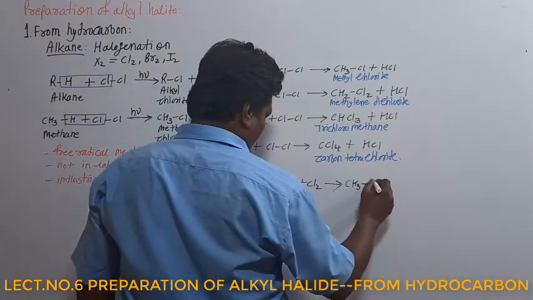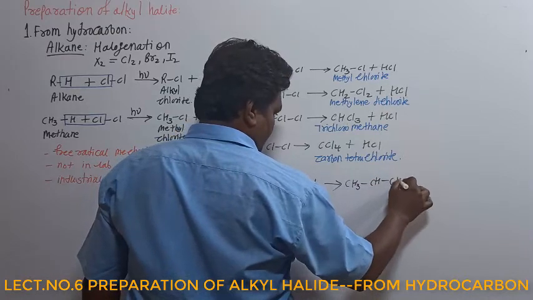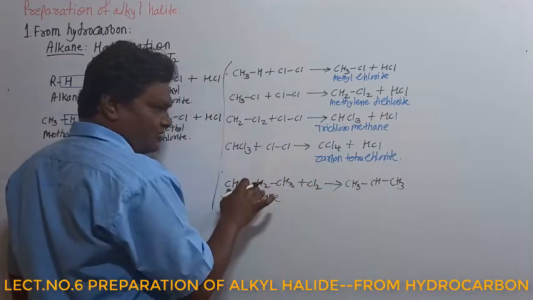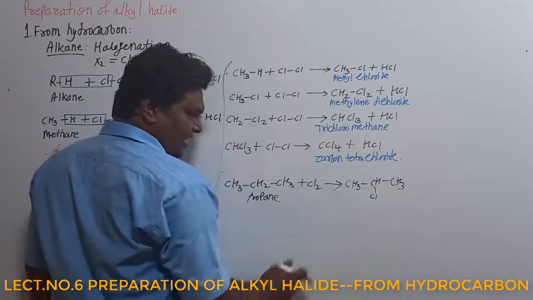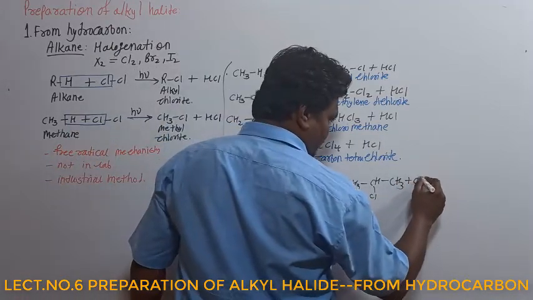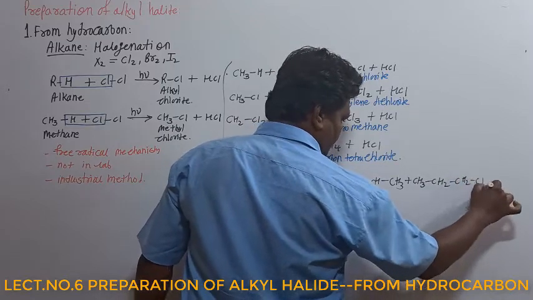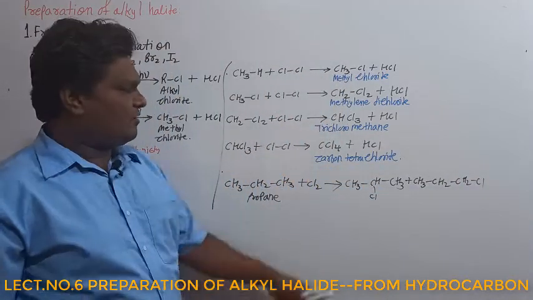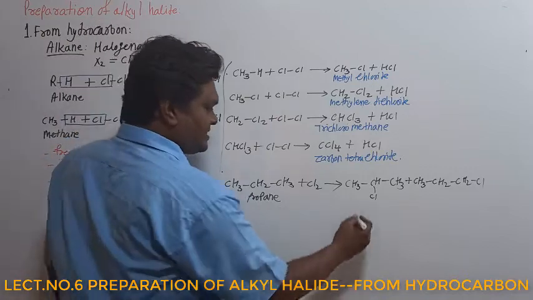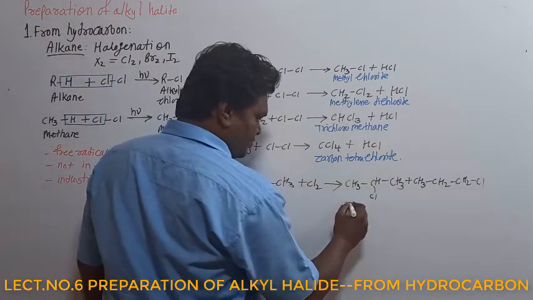So you are getting something called a mixture. If the middle hydrogen atom is replaced, you are going to get this, and if a terminal hydrogen atom is going to be replaced, you are going to get this. So you will get a mixture of all these products. This is called central carbon atom. This is called secondary propyl.